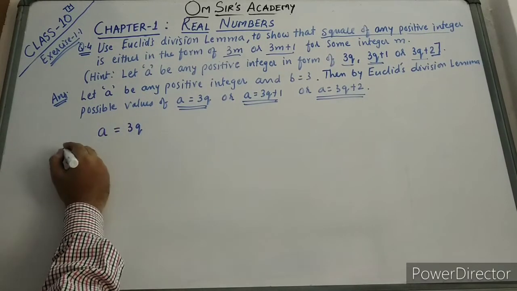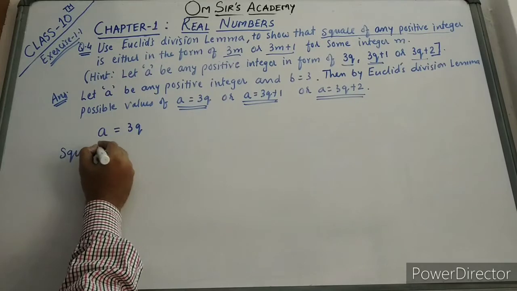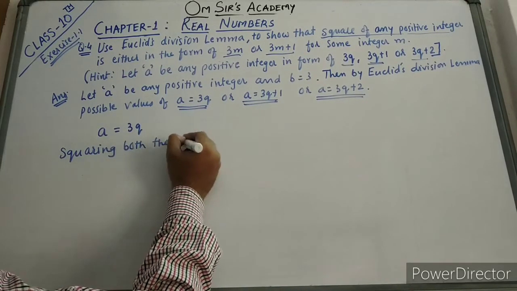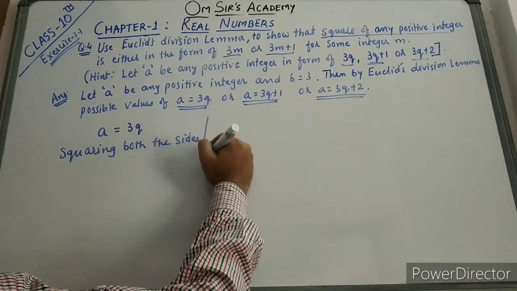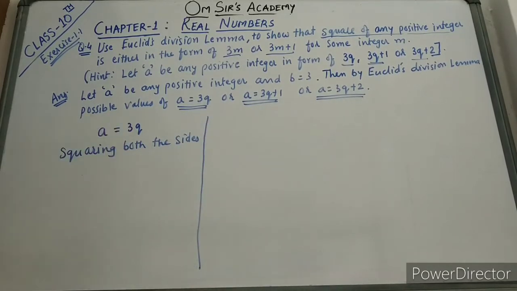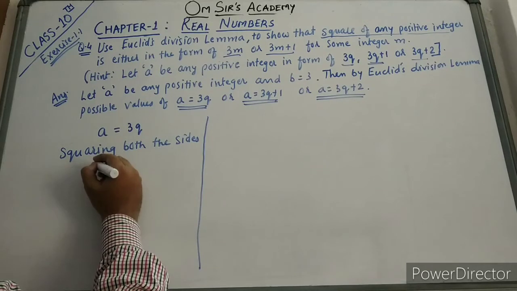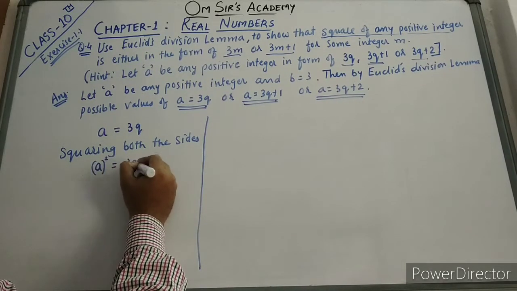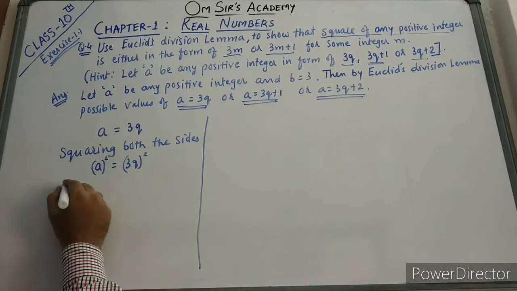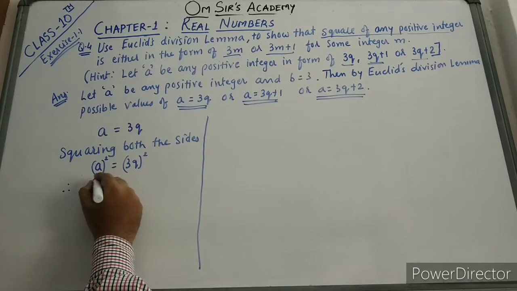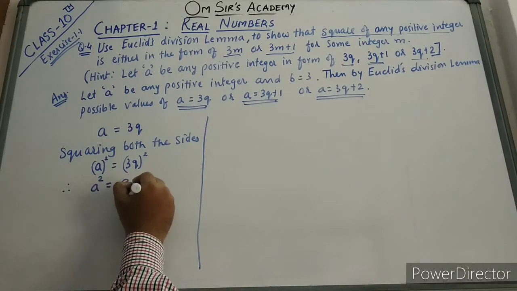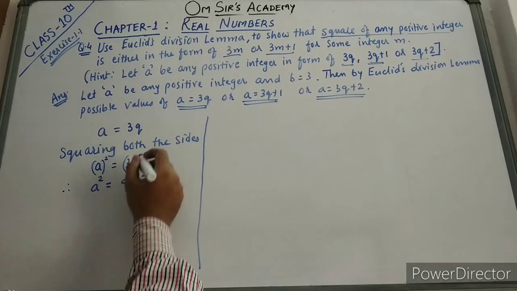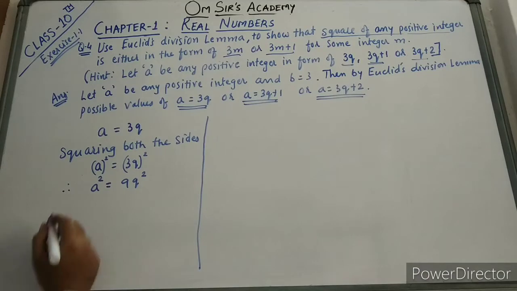So squaring both the sides I will get what? If I square this, a square is equal to 3q the whole square. तो a क्या हो जाएगा? a square is equal to 9q square. Is it clear? 3 का स्क्वायर क्या होगा? 9 and q का स्क्वायर क्या हो जाएगा? q square. Is it clear?